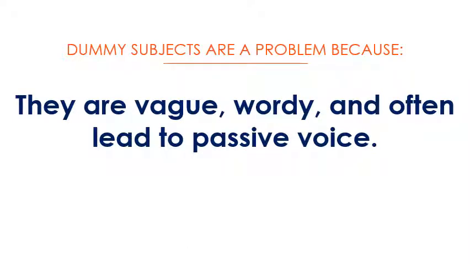First, they are vague. They are a departure from the concrete subjects, which make the most effective subjects for sentences. Second, they're oftentimes wordy. We can usually find a more economical way to express the sentiments contained in sentences that begin with dummy subjects. And finally, dummy subjects oftentimes lead to passive voice, which we will be discussing momentarily.